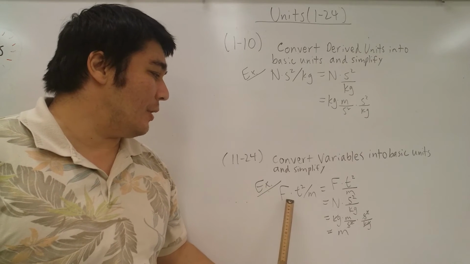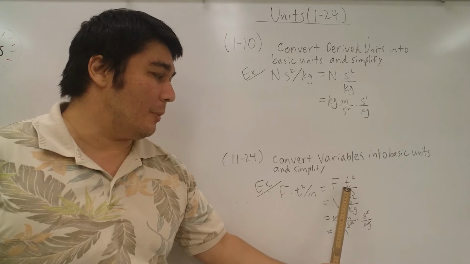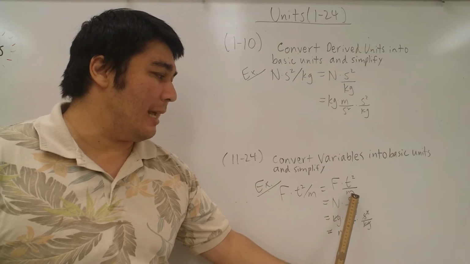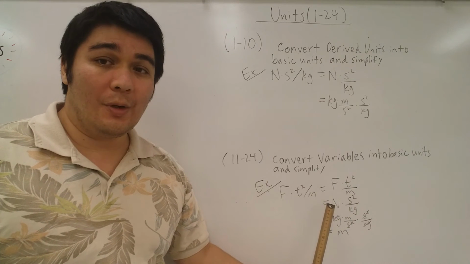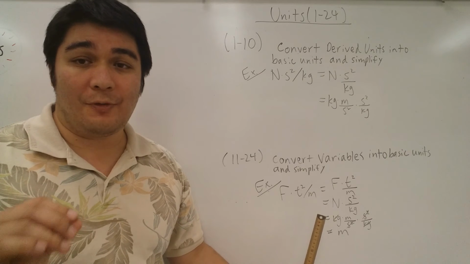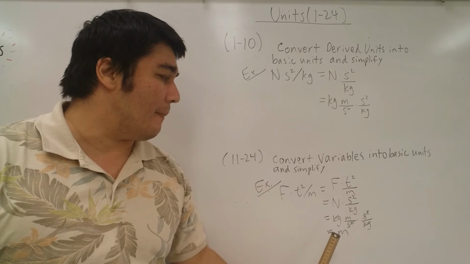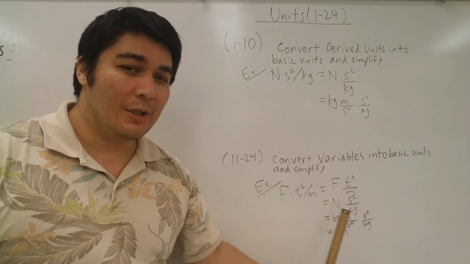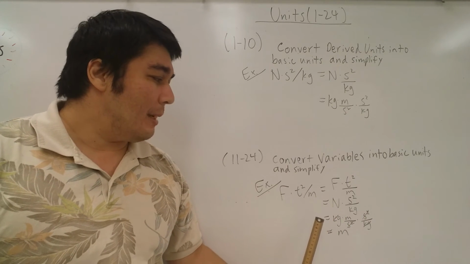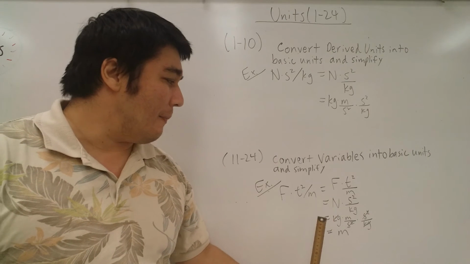So first thing I do is I write this out, spread it out a little bit. Force times time squared over m, or mass. Then I convert all of my variables into derived units. So now I've got newtons times seconds squared per kilogram. Hopefully, you've started to notice that this looks kind of familiar, but we'll keep soldiering on right now.